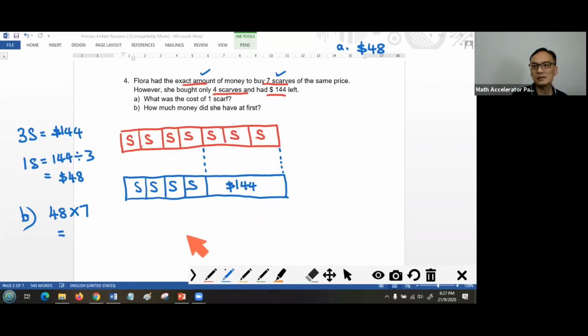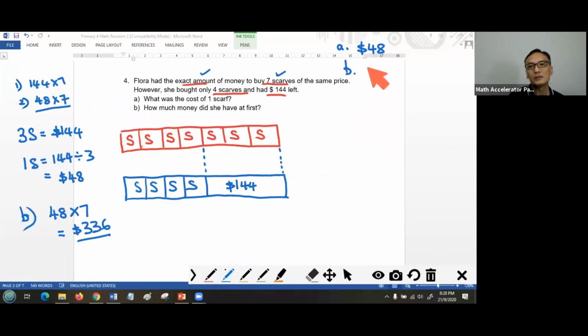So I see 2 answers. There's one that tells me it's 144 times 7, then the other one tells me that it's 48 times 7. So which one is correct? Choice 1 or choice 2? Should be choice 2, right? Because they say 1 scarf is 48, right? Then you times 7, we should get 336. Right, so 336 is the answer for part B.